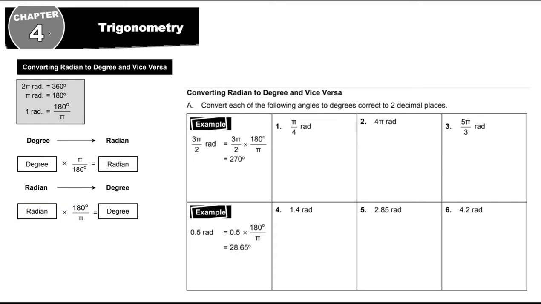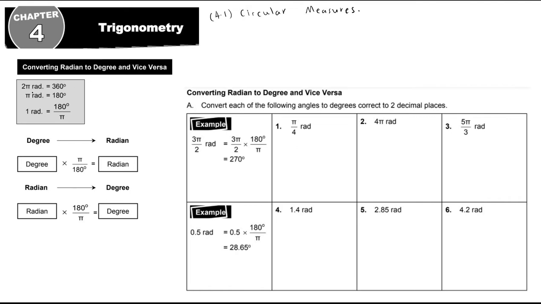So today, in this video, we will start with a new chapter, chapter 4, which is trigonometry. And today we will discuss the first subtopic under chapter 4, 4.1, which is circular measures. Okay, first topic under circular measure: how to convert radian to degree and also degree to radian.